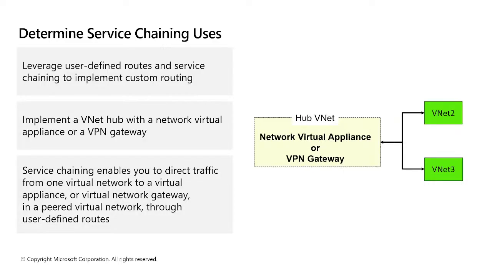Now, service chaining. What do we call service chaining? Service chaining, as you can see, enables your traffic from one network to a virtual appliance in a paired network, using what we call a user defined route. Now I explained this already. When we talk about routing, do you want the system defined route, or do you want to leverage user defined? System defined in the sense that it may be a Microsoft defined route.